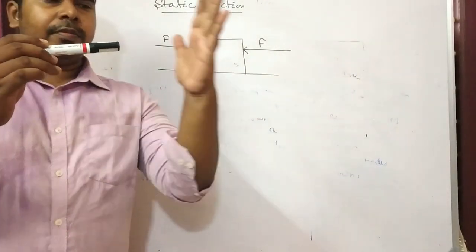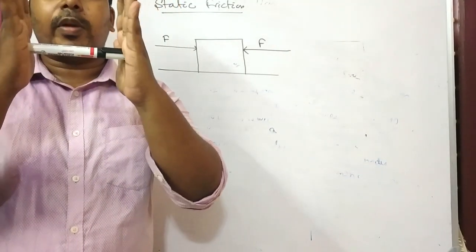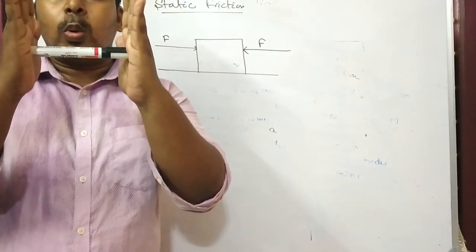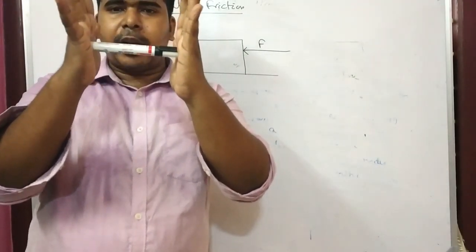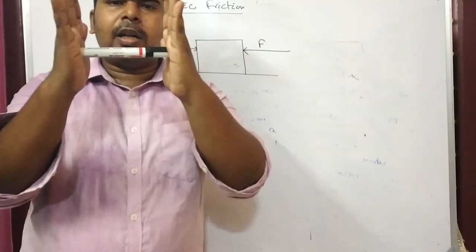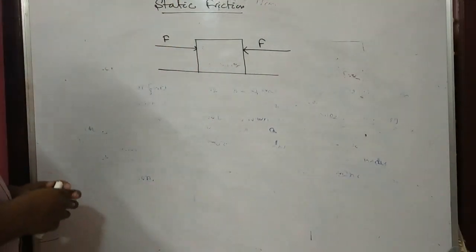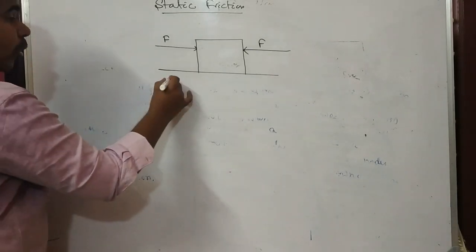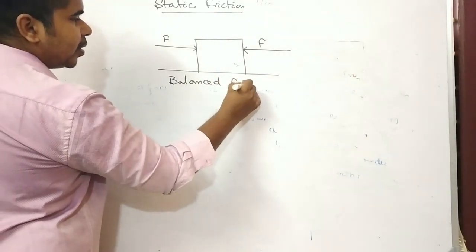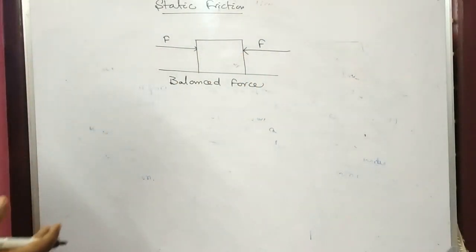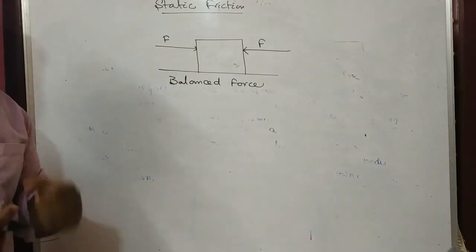This is an object. I am applying a force from this side, assume it is F, and this is also F. If these two are equal, you see, is there any movement of the object? It is static. I am applying force very hard, but they are not moving, because the two forces are equal. This condition is known as balanced force. So which one is known as balanced force? When two equal forces are acting on a body in opposite direction.